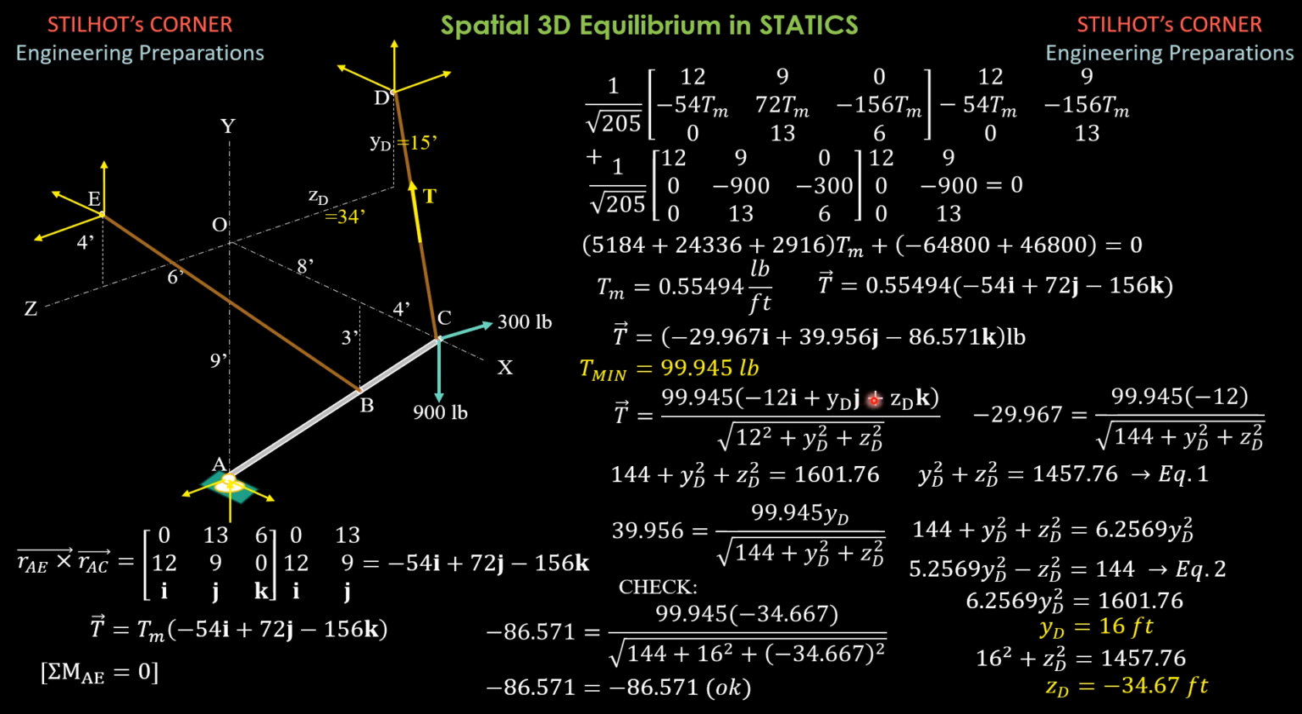We then use the Z component to check if these coordinates are really correct. So the Z component is negative 86.571, and it is equal to 99.945 times ZD, which we have computed, negative 34.667 to be accurate, divided by the square root of 144 plus 16 squared for YD, plus ZD, negative 34.667 squared, and it checks. So that means these answers are correct. So that's it for this lengthy video.